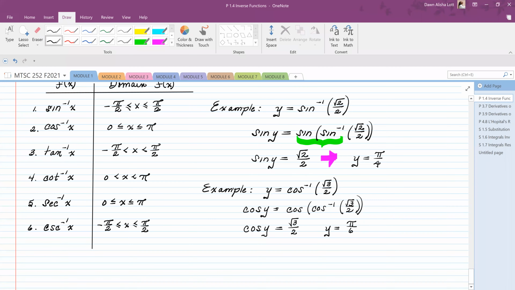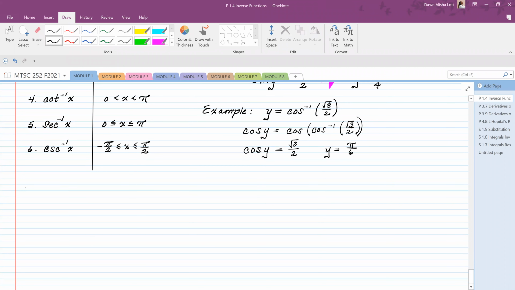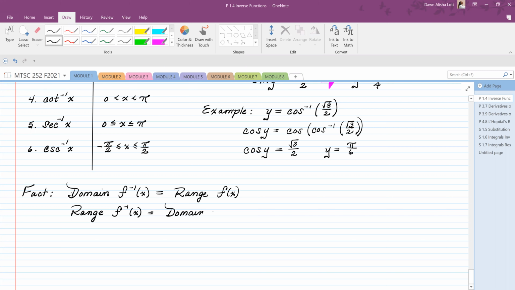And here's one neat fact. The domain of F inverse is equal to the range of F. And the range of F inverse is equal to the domain of F.